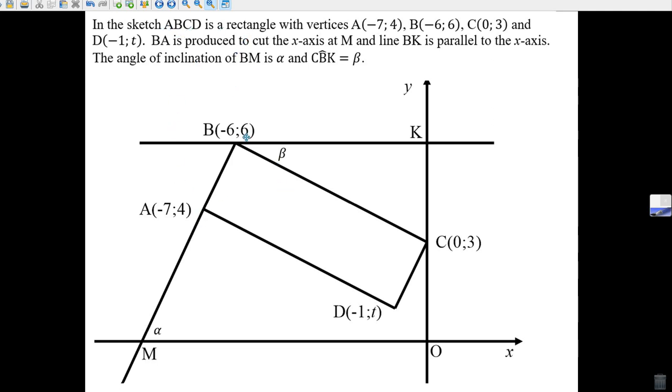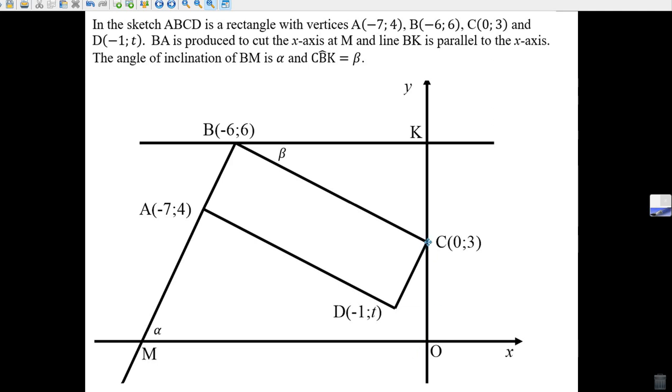In the sketch, there's this A, B, C, D. It's a rectangle. And that's really important because you know rectangles have 90 degrees, so all those angles are 90. You know those two sides equal those two sides. Maybe that's useful, but that first thing's important. They give the points: -6 and 6, -7 and 4, 0 and 3.